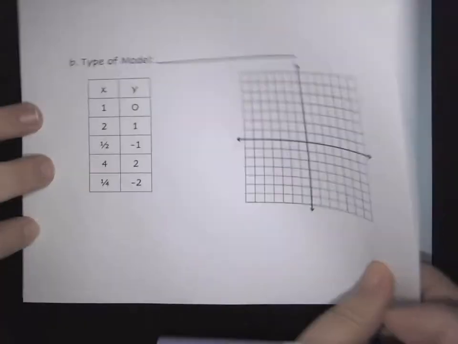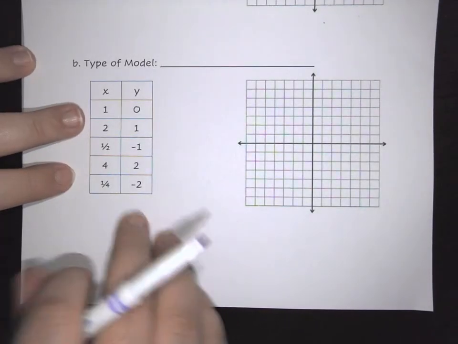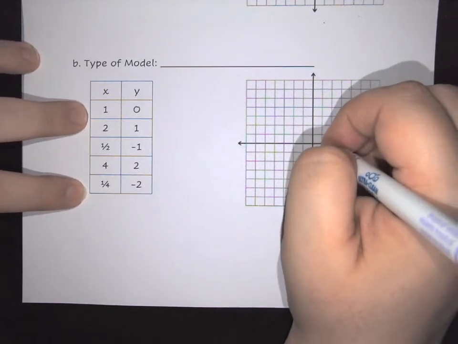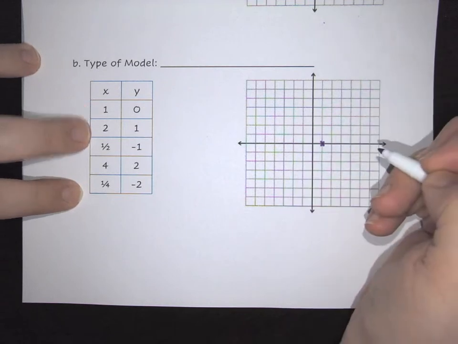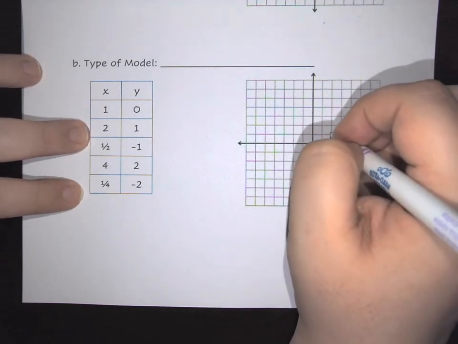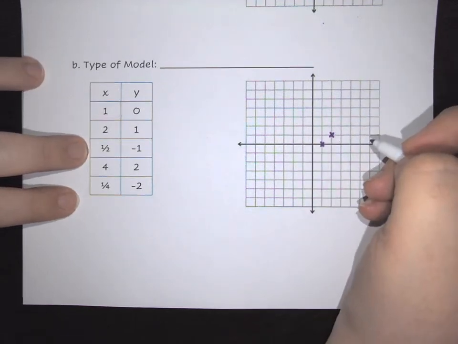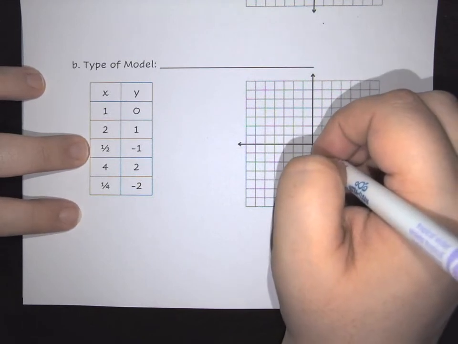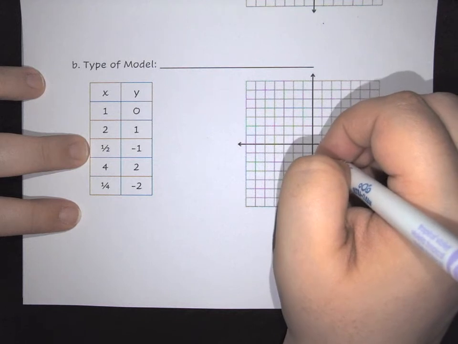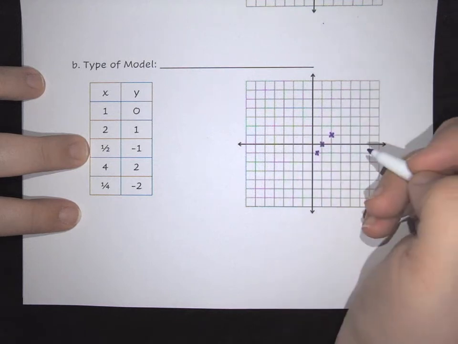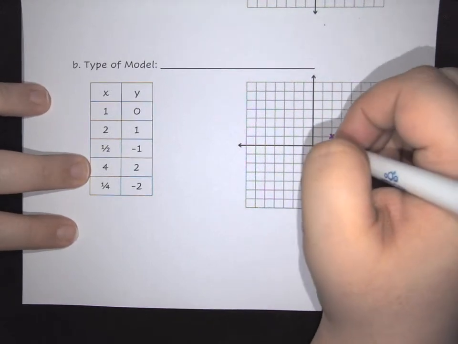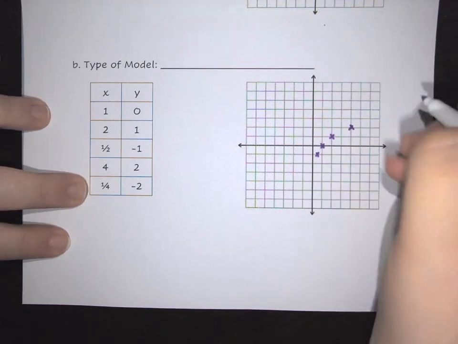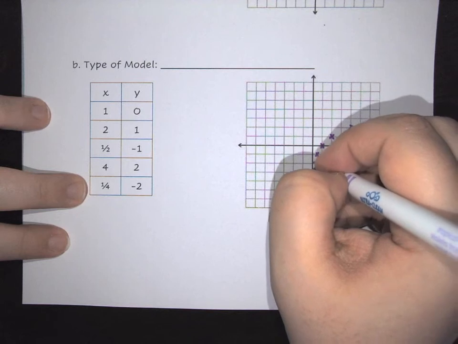Okay. Now if we look at the second one here, again we would graph them. So we have the point 1, 0, so that's right here. We then have 2, 1, so 2, 1 is right here. We've got 1/2, negative 1, so 1/2, negative 1 would be right here. We've got the point 4, 2, so 1, 2, 3, 4, 1, 2, that's this. And then we have 1/4, negative 2, so that would be more like this.